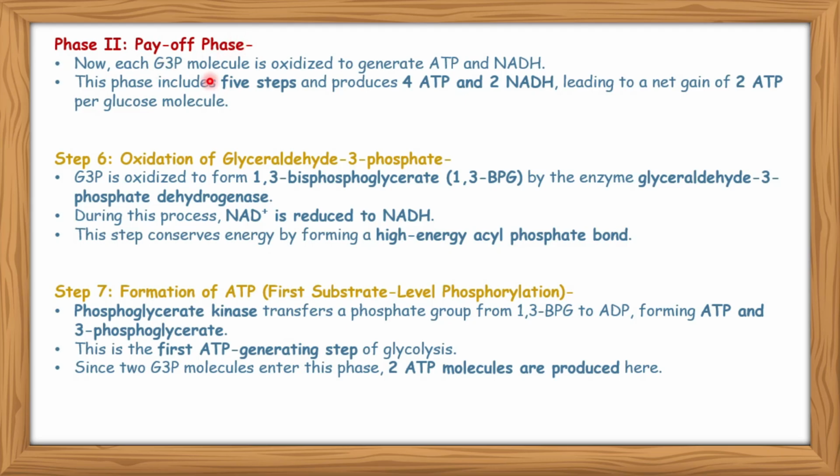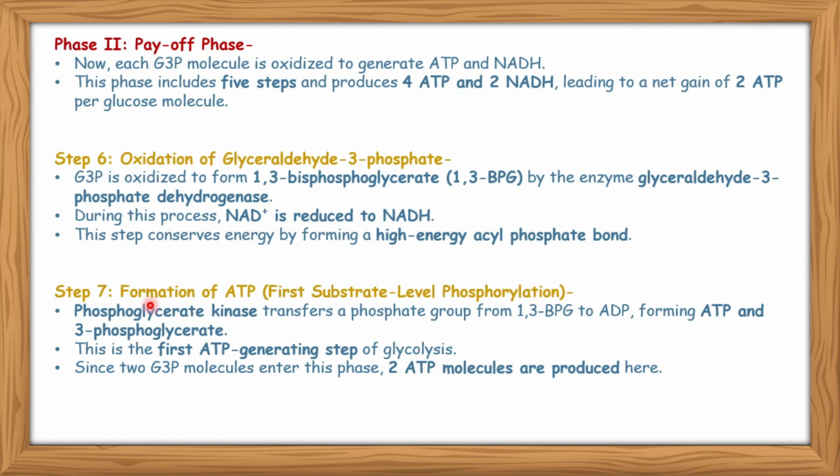Now the glyceraldehyde 3-phosphate molecule is oxidized to generate ATP and NADH. This phase includes another 5 steps and produces 4 ATP and 2 NADH molecules, leading to a net gain of 2 ATP per glucose molecule. Step 6, oxidation of glyceraldehyde 3-phosphate. G3P is oxidized to form 1,3-bisphosphoglycerate, or 1,3-BPG, by the enzyme glyceraldehyde 3-phosphate dehydrogenase. During this process, NAD+ is reduced to NADH. This step conserves energy by forming a high energy acyl phosphate bond.